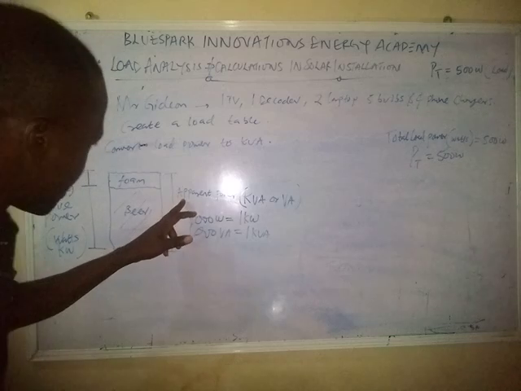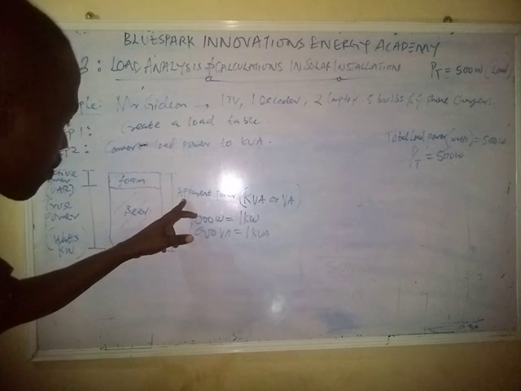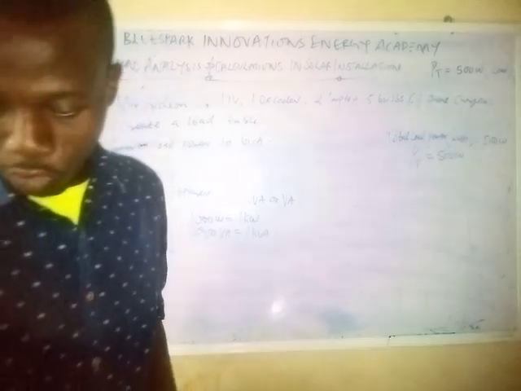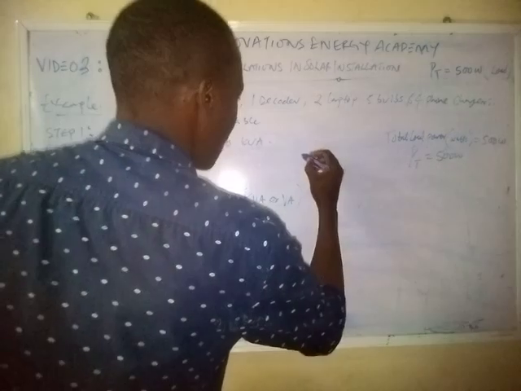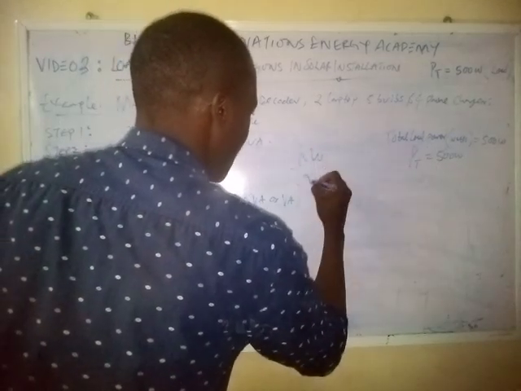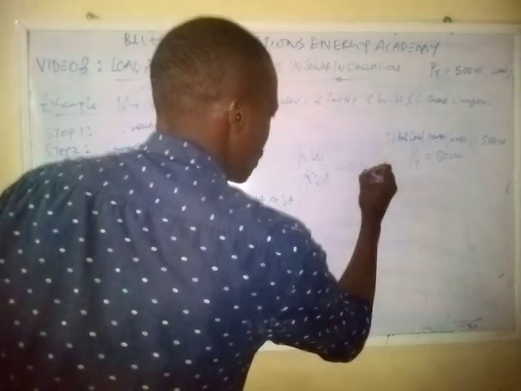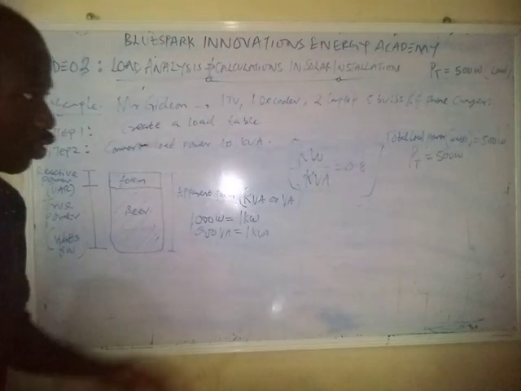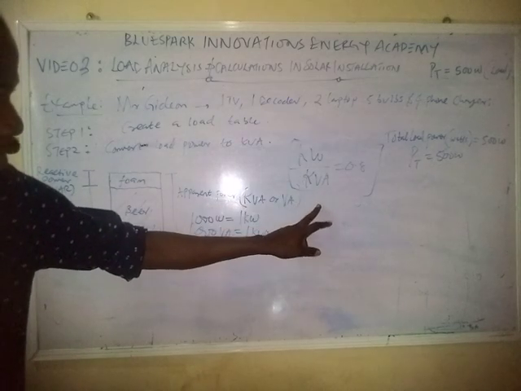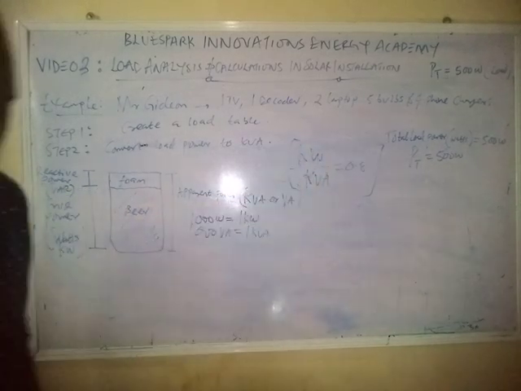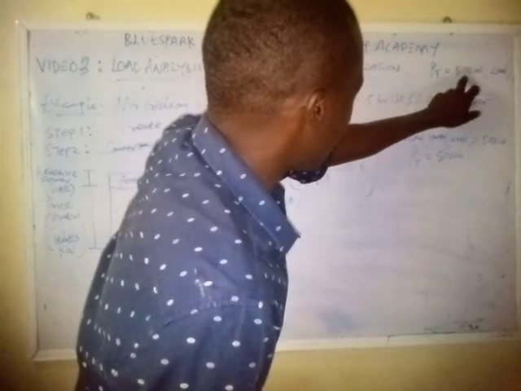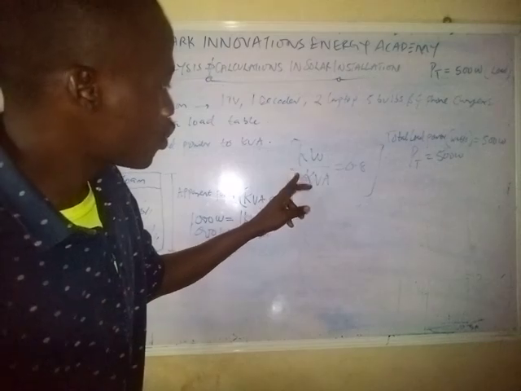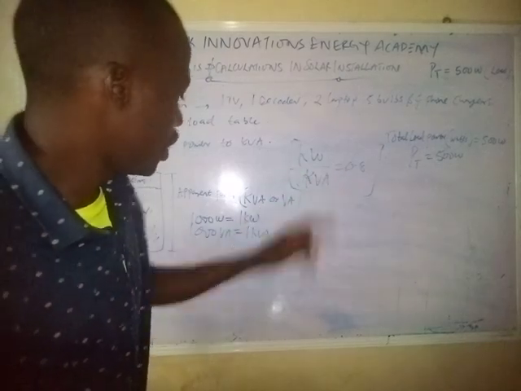Now, how do we convert between kVA and kilowatts? We have a conversion formula for that, and the formula is kilowatts over kVA is equal to what? 0.8. This is the conversion formula. Kilowatts over kVA equals 0.8. Now, so we have 500 watts. We want to convert it to what? kVA.